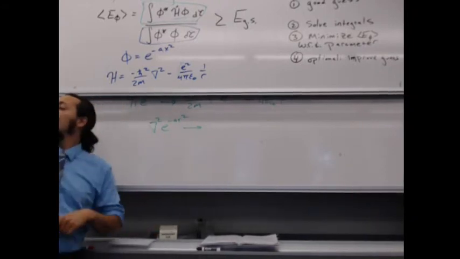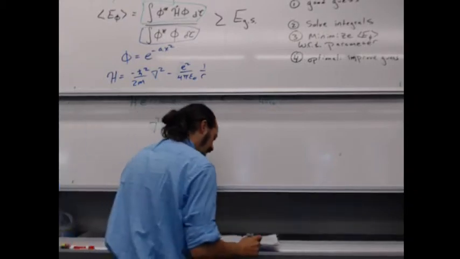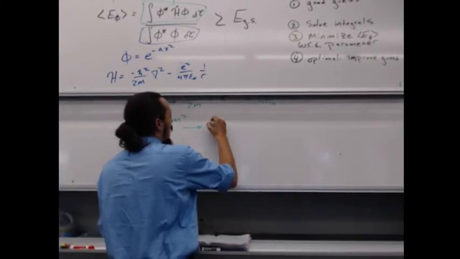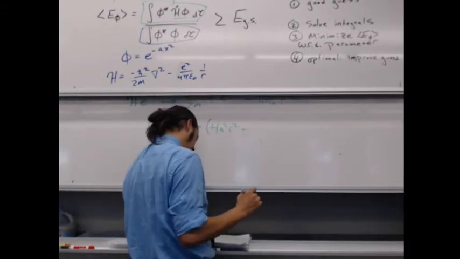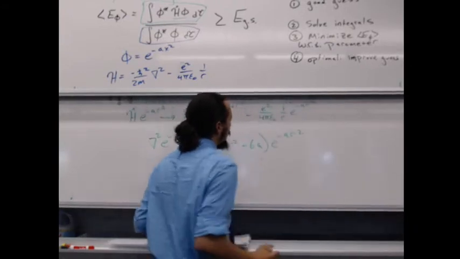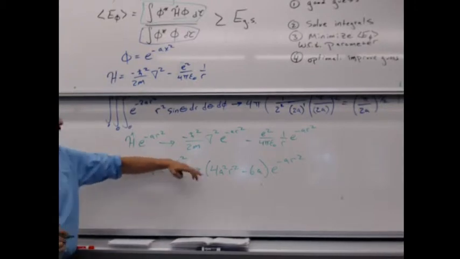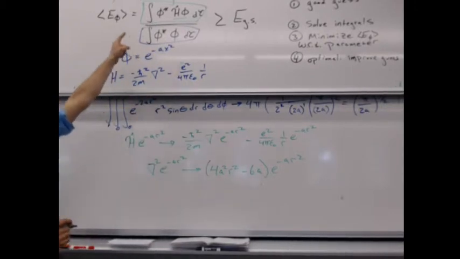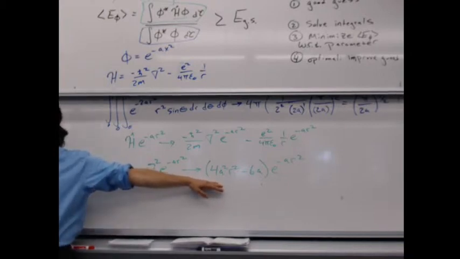This was another thing where I said, between now and the next class, go and do this. So hopefully you went and did this, and you were able to prove to yourself that you get 4a squared r squared minus 6a, times e to the minus ar squared. That's just the Hamiltonian operating on this part. I still have to multiply by my phi star to get the thing that I'm actually going to integrate. So you all did this at home, right?